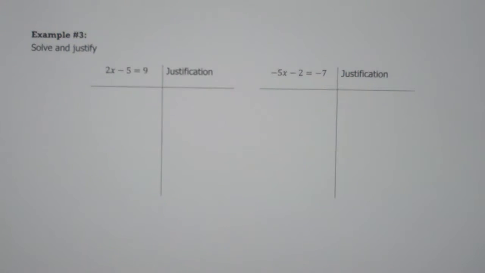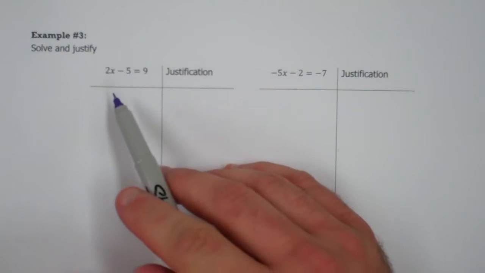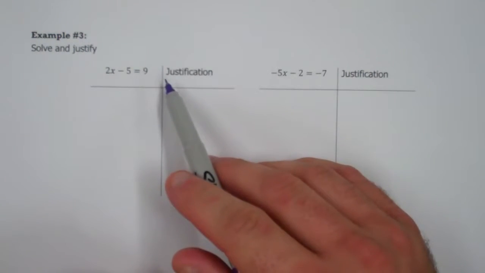We've got some nice examples to work with here in example 3. We want to solve and justify these. If we take a look, these are a little bit different than the ones that we were doing before. Here we've got to do a couple different steps.